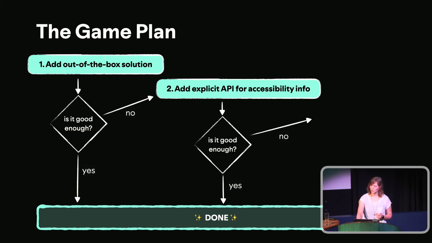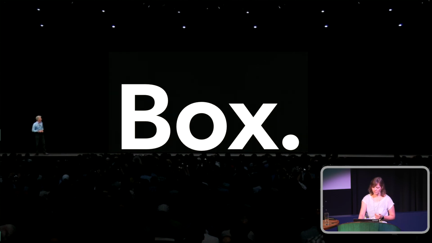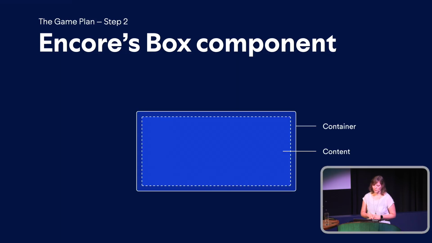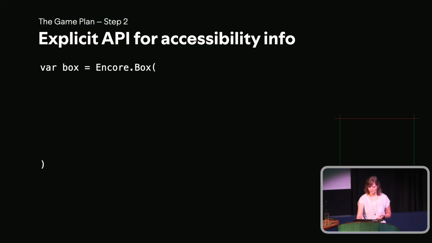So we have another Encore component that has a less abstract concept. It's called the box. It's the most generic layout component in Encore. It only has a specific corner radius and can configure a container style, but this is what the list row component uses under the hood. It is so generic that we have no information about what the content represents semantically. That's why we add an API where we ask for the accessibility information that we need.